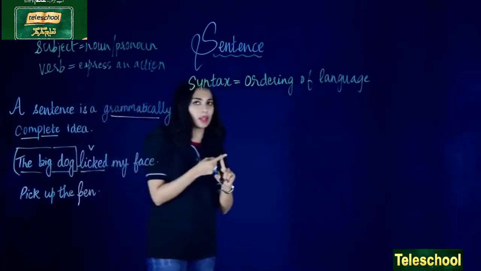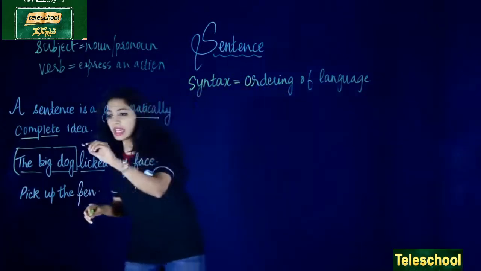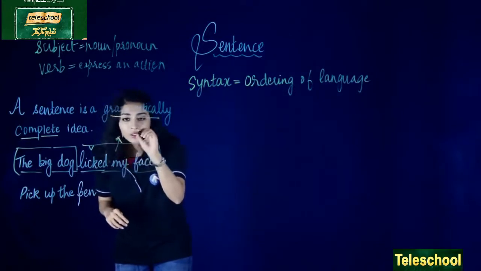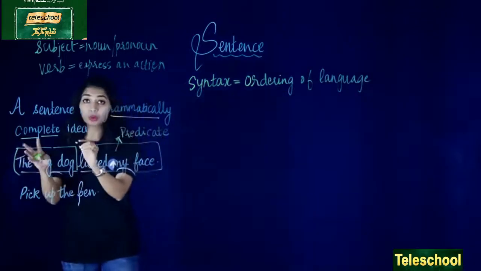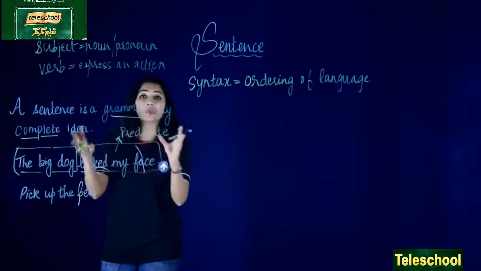So, just remember one thing. Everything apart from the subject is our predicate. So, we have our subject, which is the noun or the pronoun part, and we have our verb part, which is also known as the predicate.